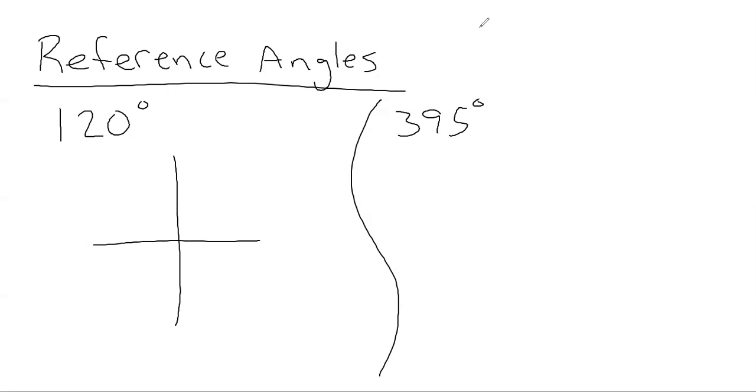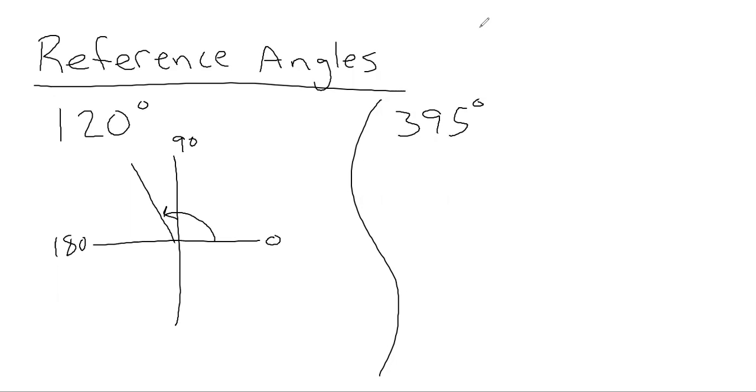If we look at our axis, 0 degrees is on the right side, 180 degrees is on the left side, and we know that 90 degrees is straight up. So 120 degrees would be about right there, and that would be our angle.